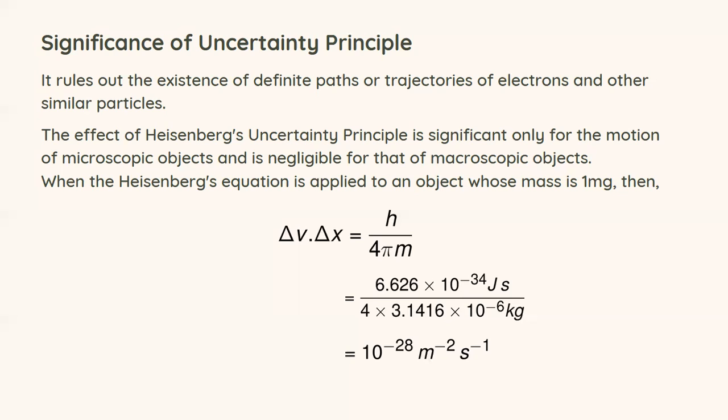So you can't say that it's a particular value as such. You will not get an exact value. Because of that, we cannot talk about the trajectories of electrons and other similar small particles. The second significance is that the effect of Heisenberg's uncertainty principle is significant only for the motion of microscopic objects and is negligible for that of macroscopic objects.